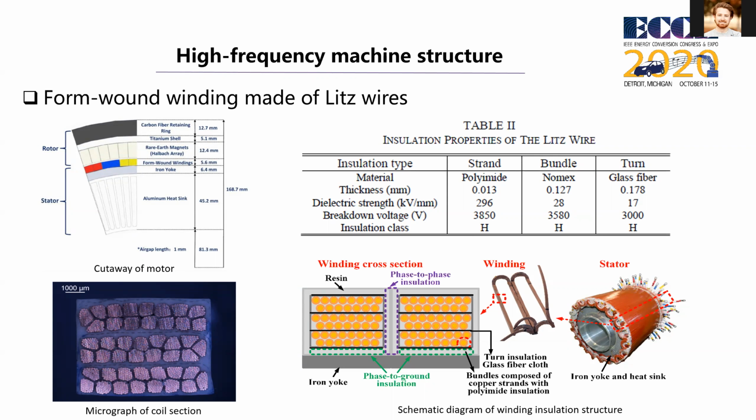So ceramic filled epoxy resin is applied between the 3 turns and covers the surface of them to provide structural integrity, enhance insulation, and also improve the thermal conductivity of the winding. So the insulation properties of the lead wire are shown in table 2.